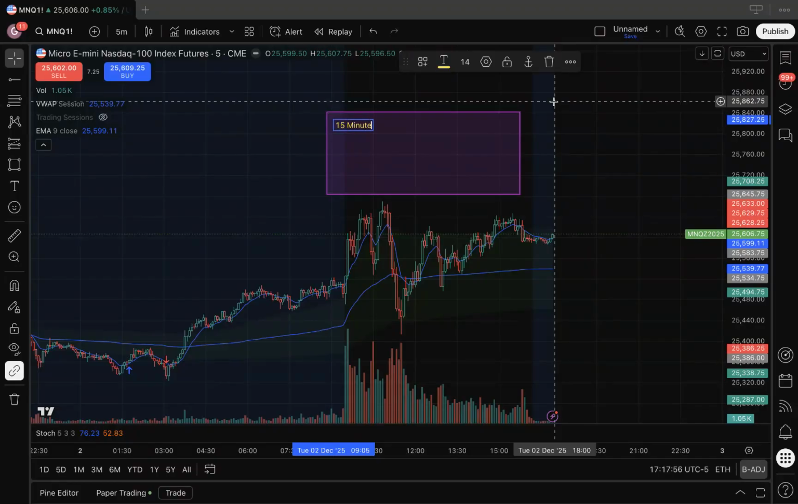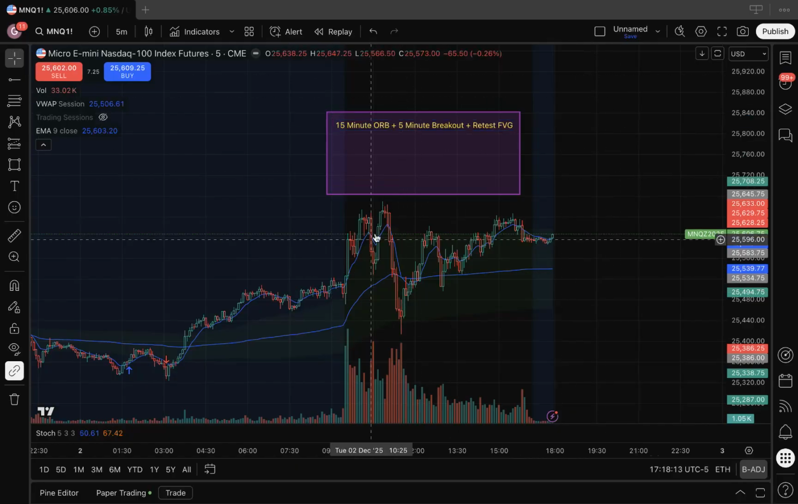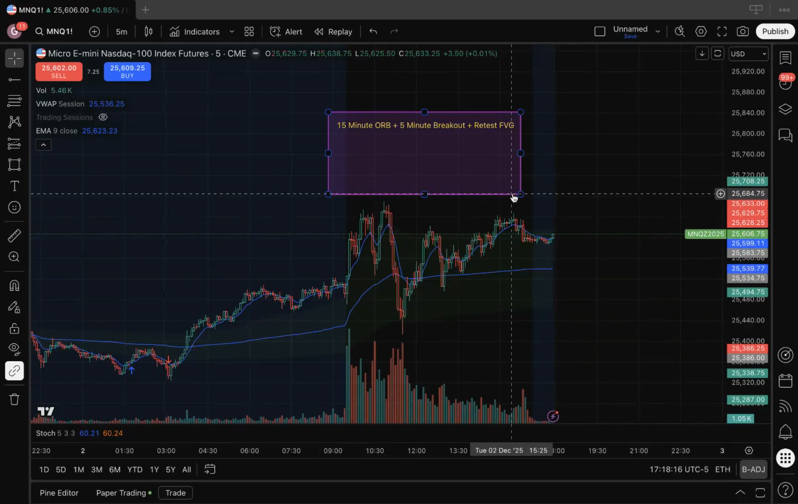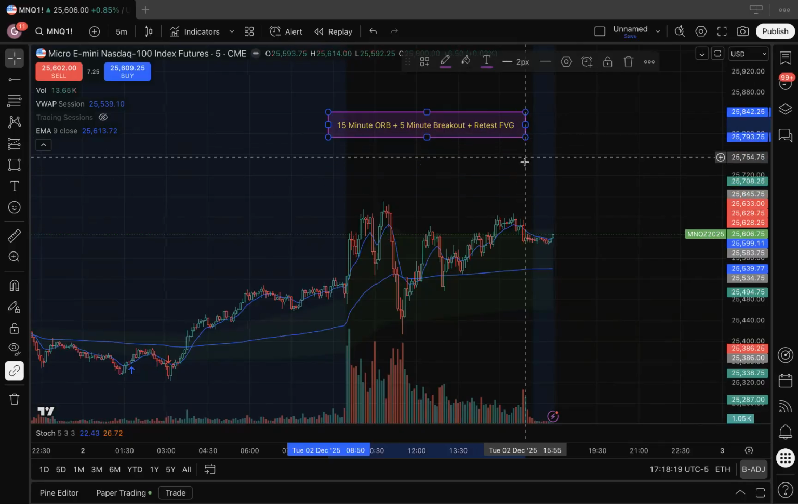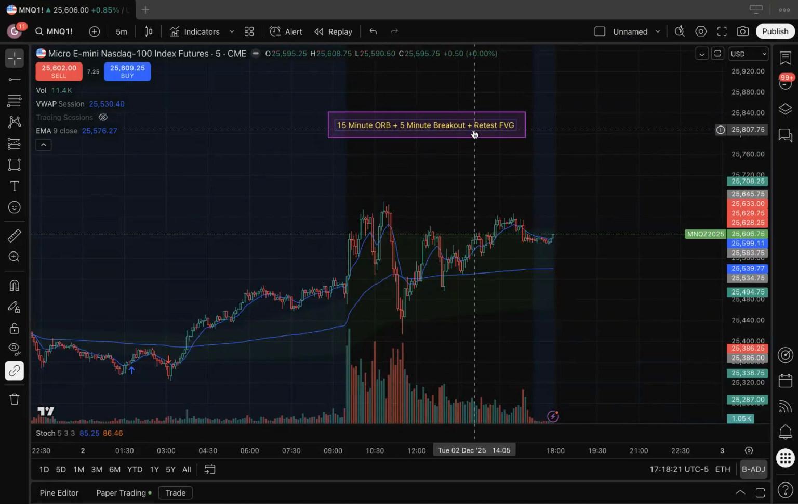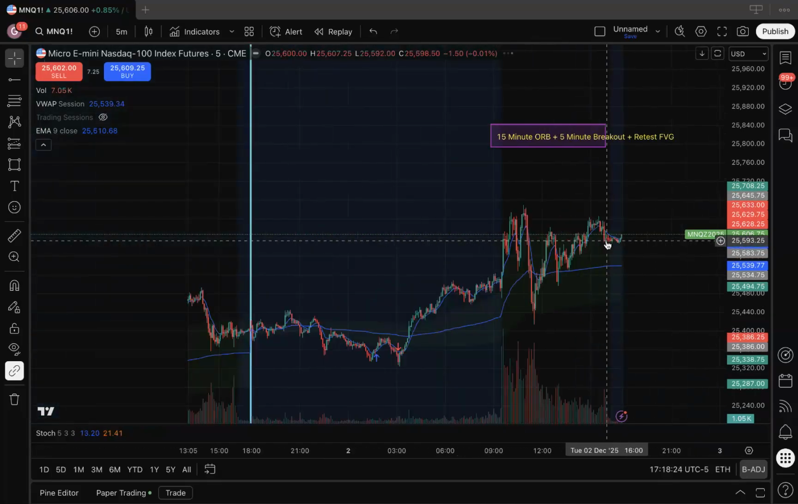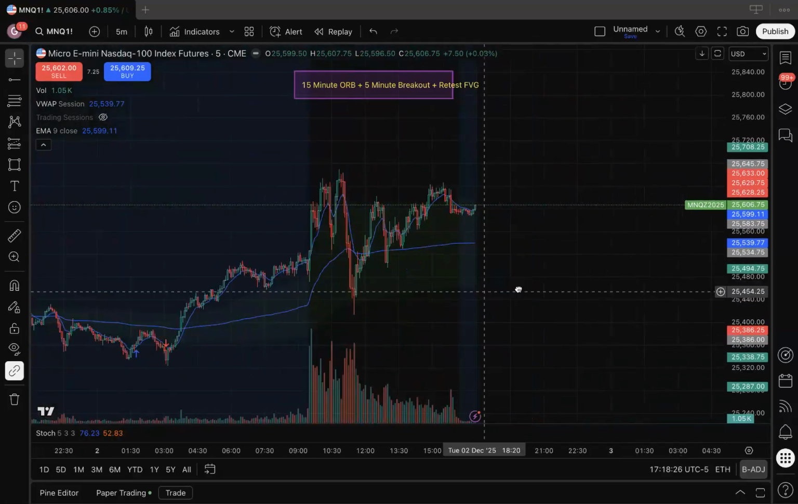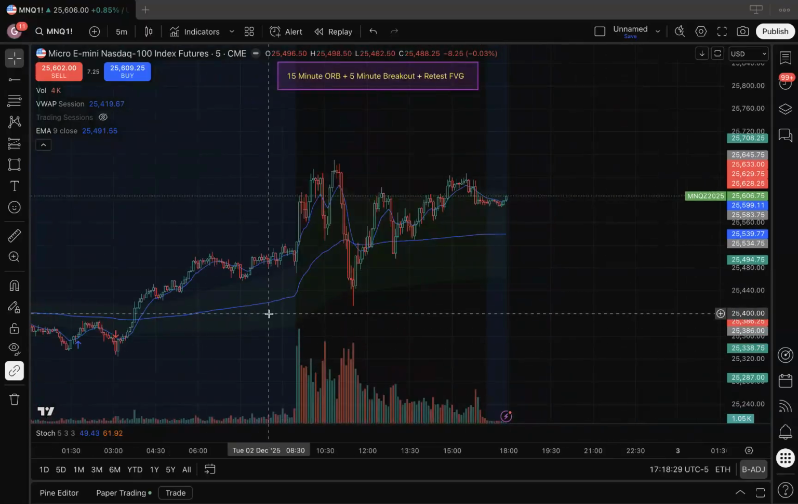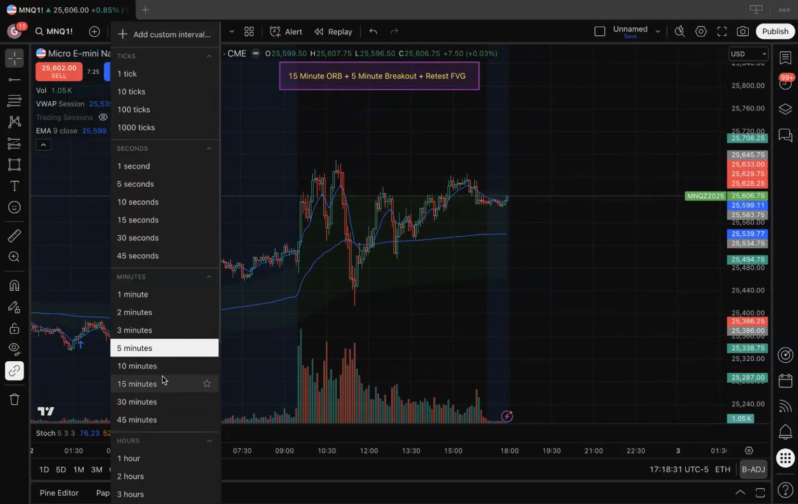So I trade the 5-minute breakout plus retest fair value gap. Okay, so what I do is the 15-minute opening range breakout with a 5-minute breakout with the retest of a fair value gap. Now, I didn't trade today just because I wasn't on the charts this morning, but this is literally a perfect example of how this works.